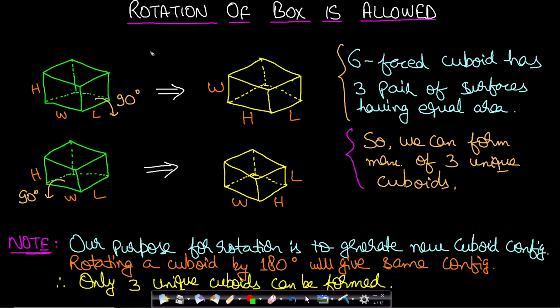The second constraint is that rotation of the boxes is allowed. Now what does that mean? In this case, this is one box. Now how do you rotate it in order to produce some unique boxes? Because producing the same box will not be beneficial for us.